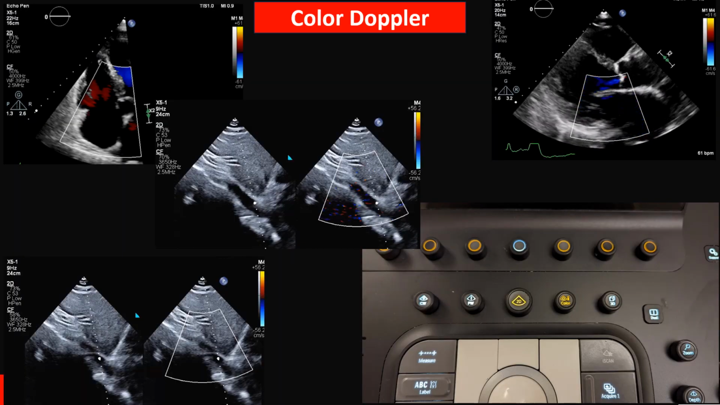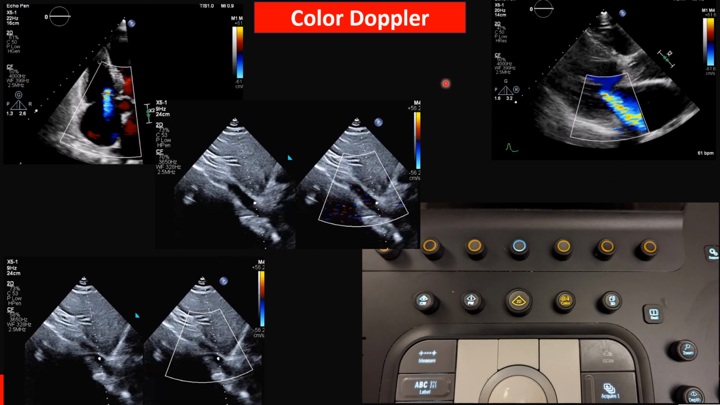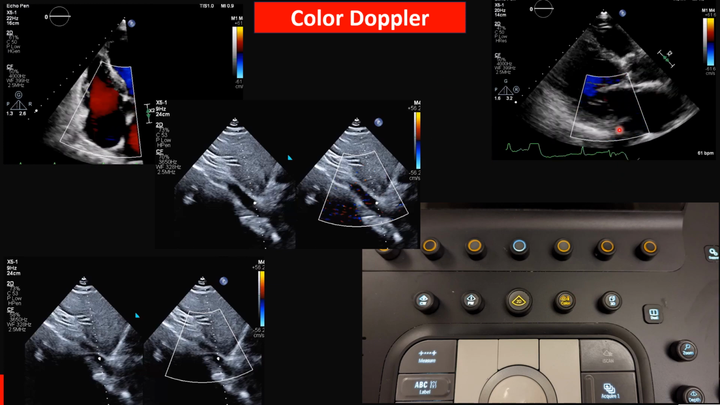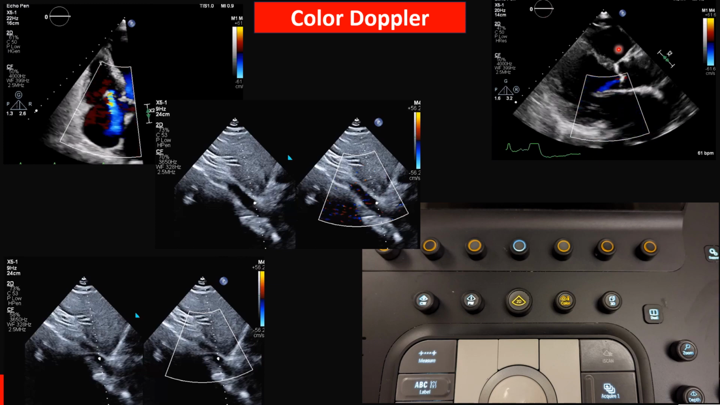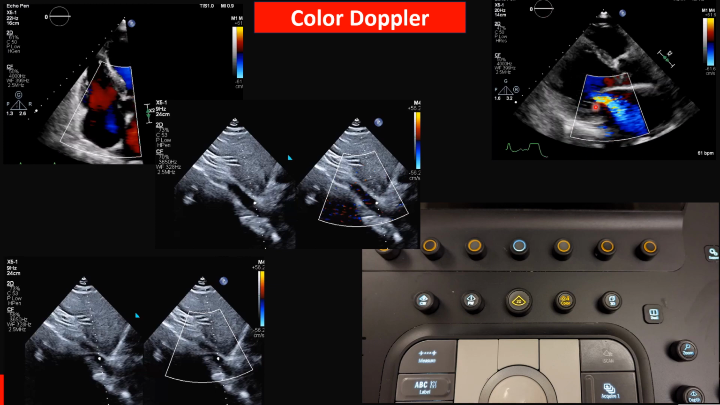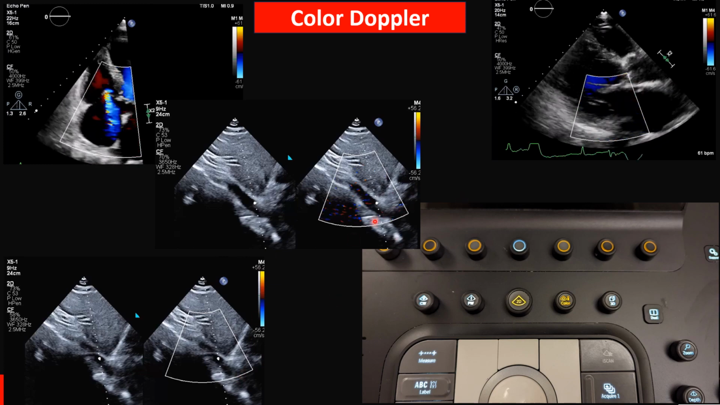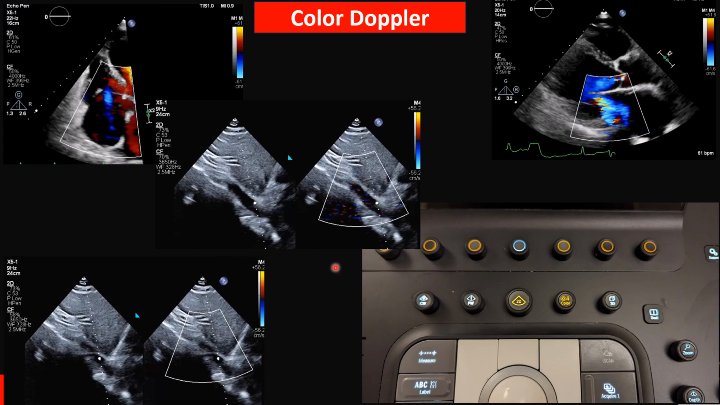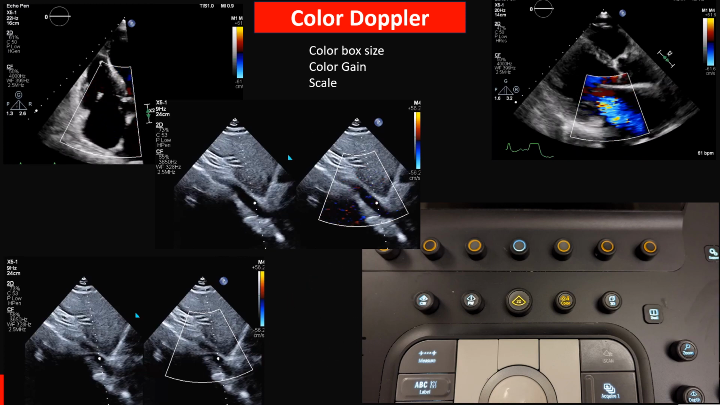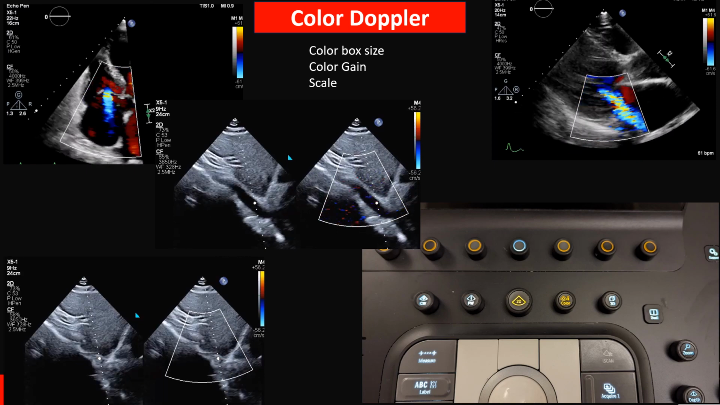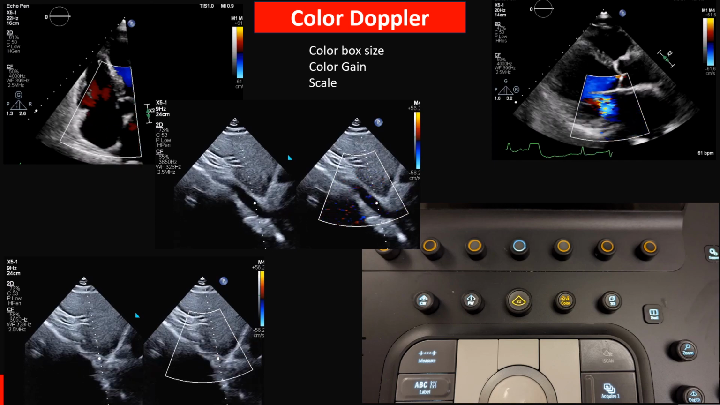When we hit the color button on the control panel, the machine goes to the mode of 2D and color and shows us the 2D with overlaid color Doppler too. For optimizing color Doppler, first we go to the three important parameters: color box size, color gain, and color scale or PRF.